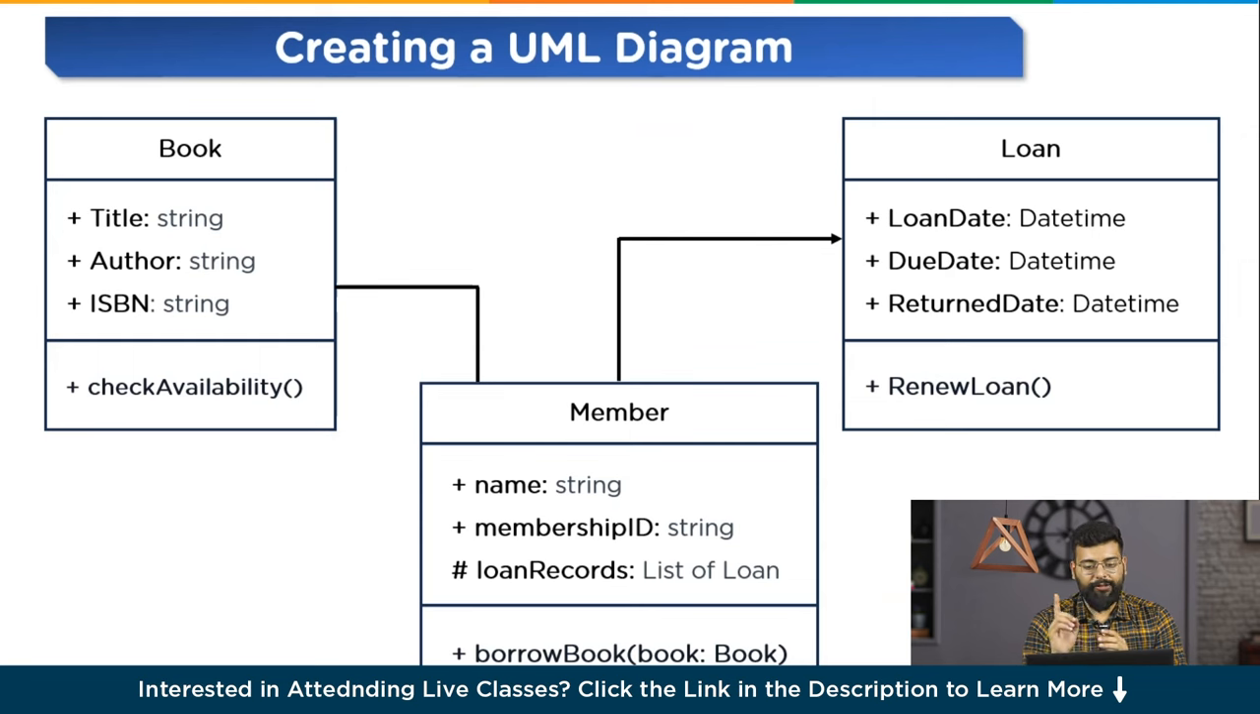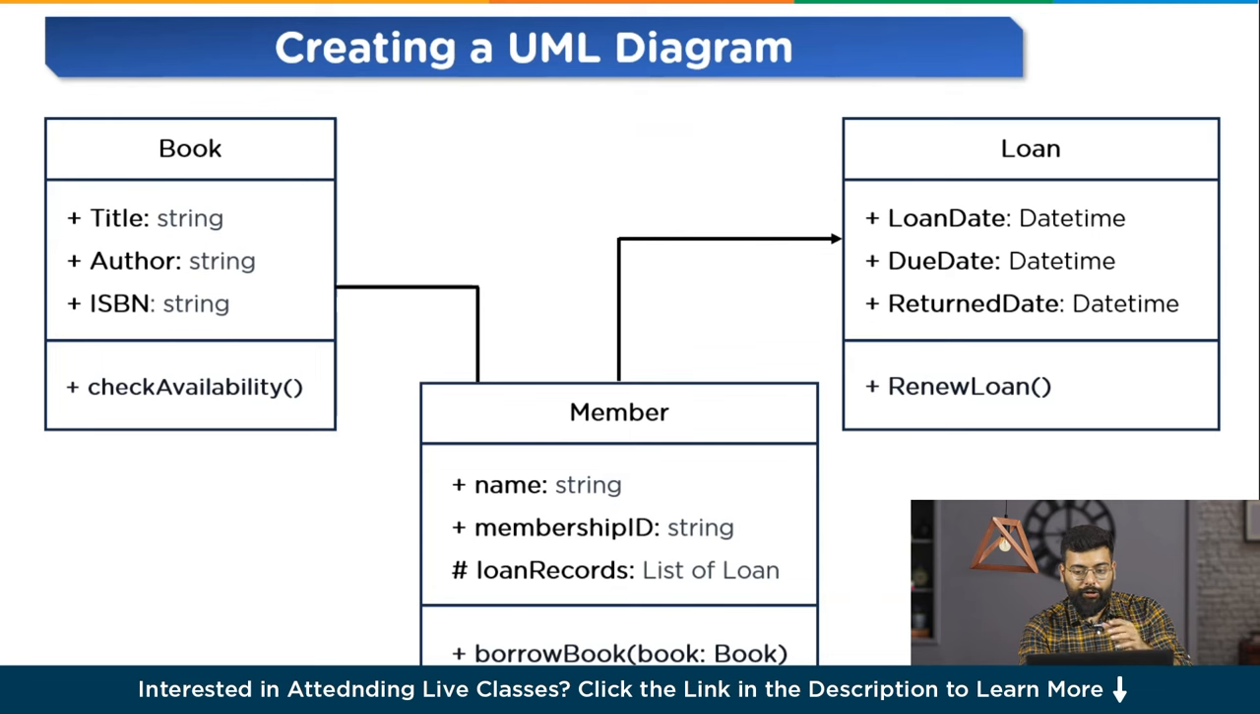indicating which book is on loan. In the UML diagram, a line would connect the book and loan classes, typically with a multiplicity of 1. That is, each loan is for one book. So the associations are visualized as lines connecting the classes, and the ends of the lines can have symbols or labels showing the nature of the relationship, like arrows or multiplicity indicators.